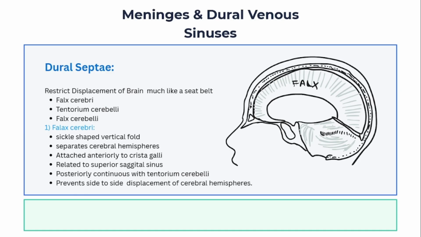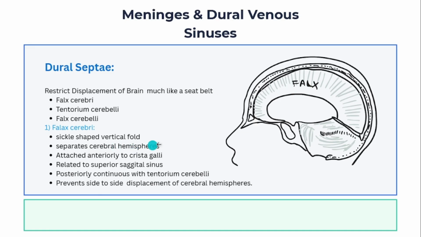Now here we will discuss three dural septa: the falx cerebri, the tentorium cerebelli, and the falx cerebelli. The falx cerebri is a sickle-shaped vertical fold. You can see here this sickle-shaped fold. Over it here is the skull bone, and this is the falx cerebri. It's a vertical, sickle-shaped fold.